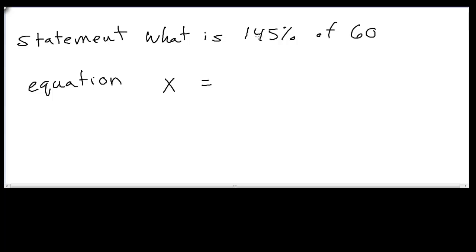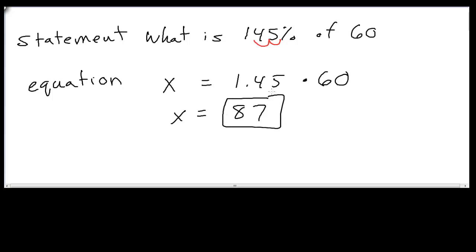I want to use 145%, but I can't use it as a percent. I need to change it to a decimal before I involve it in this problem. So I move my decimal point 2 spaces to the left, and that gives me the number 1.45. Of is interpreted as multiplication, and 60 is 60. So this is really saying, what is 1.45 times 60? And that becomes 87. So we say that 87 is 145% of 60.